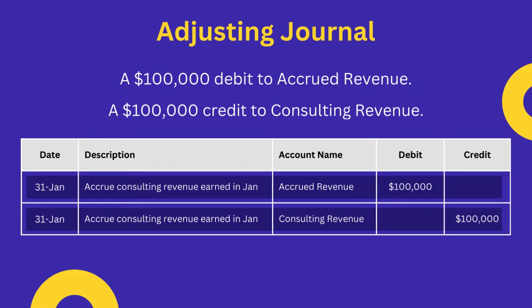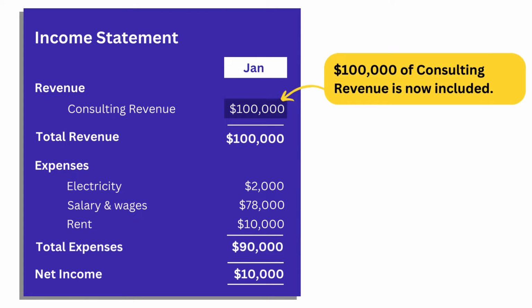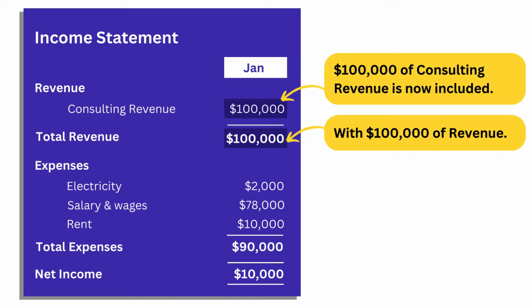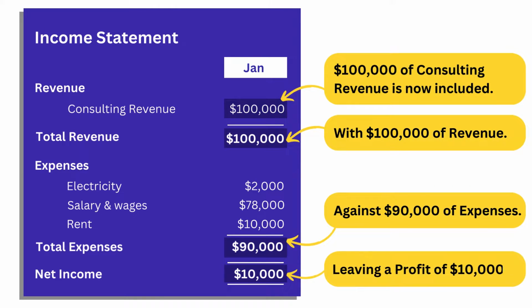After posting the journal, you review January's income statement again to see that $100,000 of consulting revenue has now been included. The income statement now represents the true picture of how the business performed in January, with $100,000 of revenue generated against $90,000 of expenses, leaving a profit of $10,000.